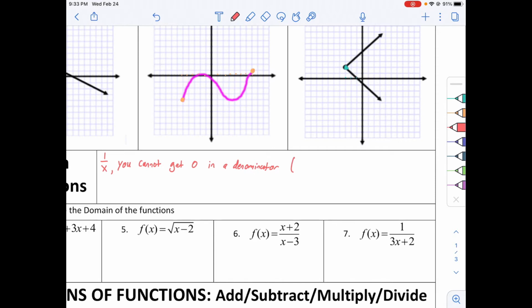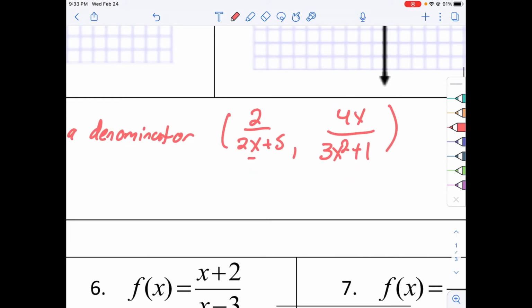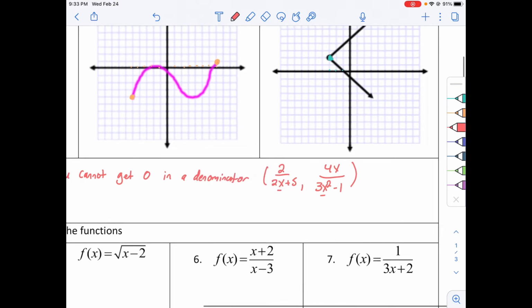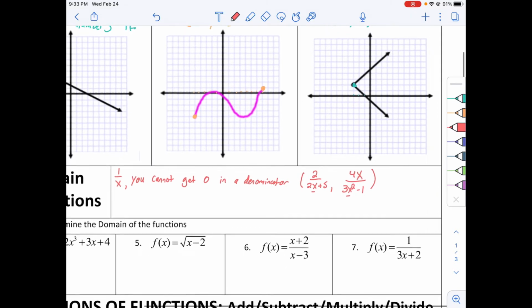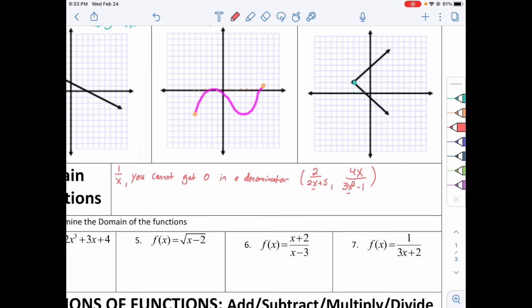And you're going to see them, they're going to look like this. So we'll have 2 over 2x plus 5. Or maybe you could have 4x divided by 3x squared plus 1. These are all instances where there's x's in the bottom, which could lead to you getting 0 in the denominator. I guess this is a bad example. Let's say 3x minus 1. Okay. So 3x squared minus 1. So both are examples where you could end up with x's in the denominator, which cannot happen. All right, so that's going to restrict the domain. And it's going to restrict what numbers we're allowed to plug into that equation.